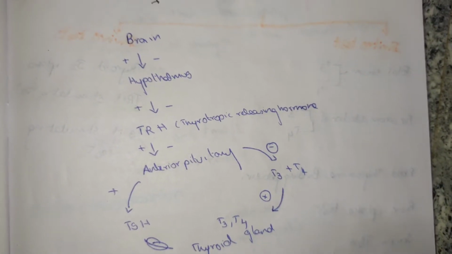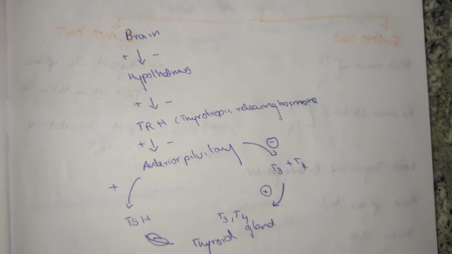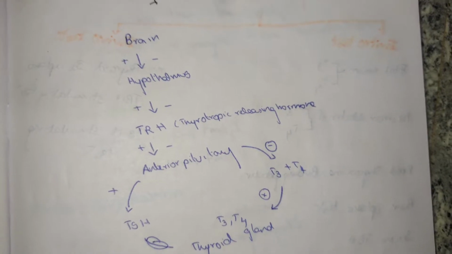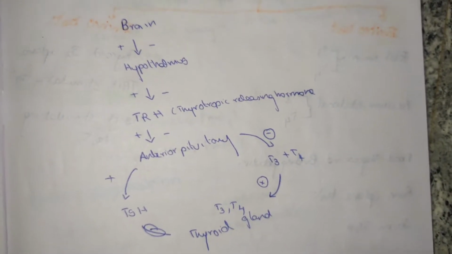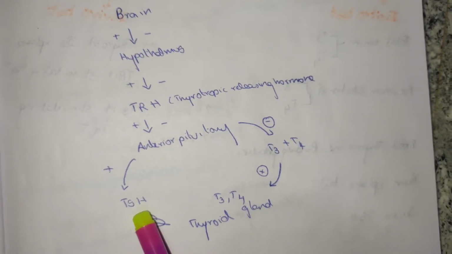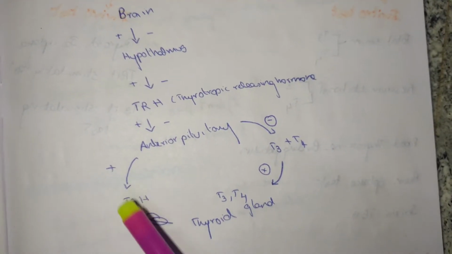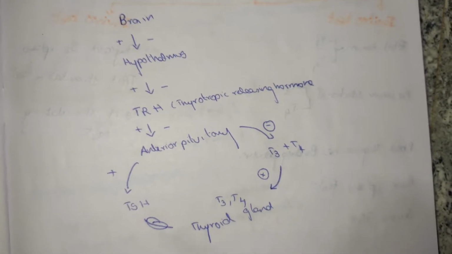From the brain, there is a positive stimulus in the hypothalamus. TRH, thyrotropin releasing hormone, is released in the anterior pituitary. When there is a positive feedback mechanism, it gives a positive signal to thyroid stimulating hormone, and this releases the thyroid hormones, which are T3 and T4.